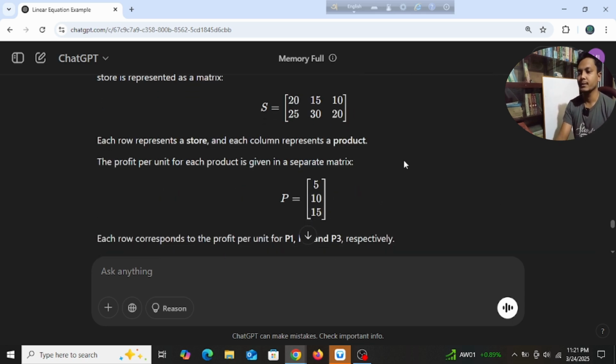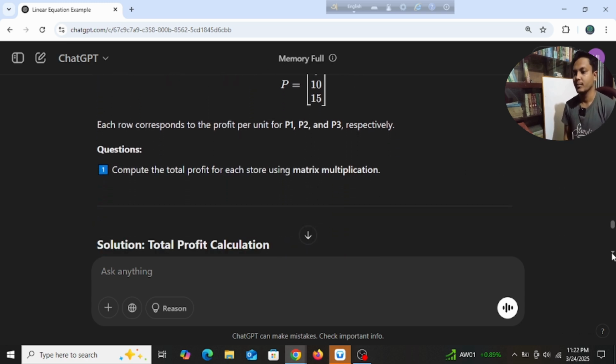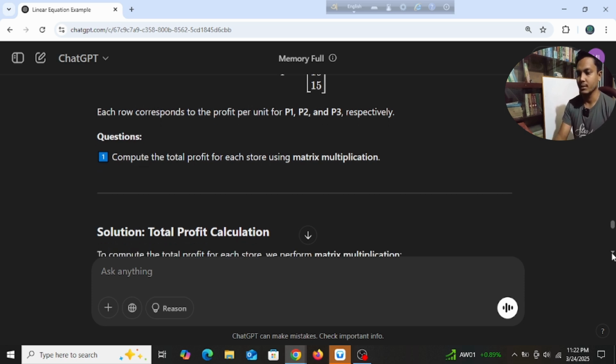So this is the matrix. Each row represents a store and each column represents a product. The profit per unit is 15, 10, 15, 5, 10, 15, so each row corresponds to the profit per unit. Compute the total profit for each store using matrix multiplication.